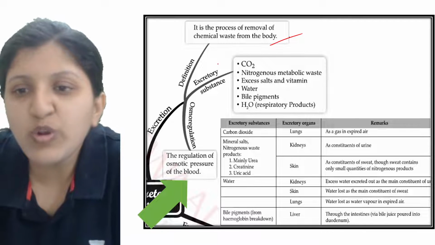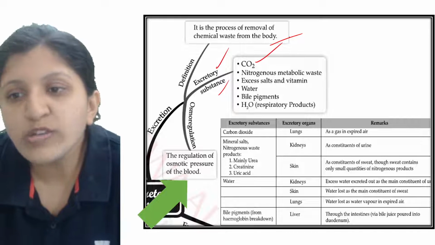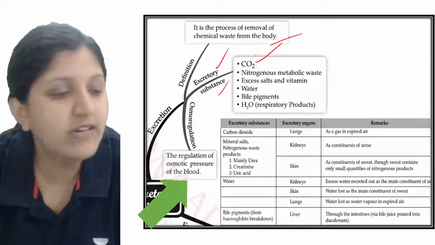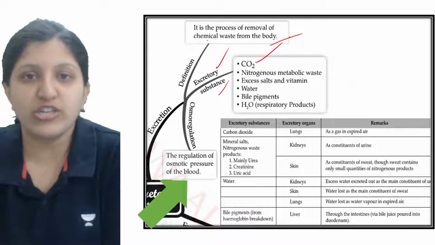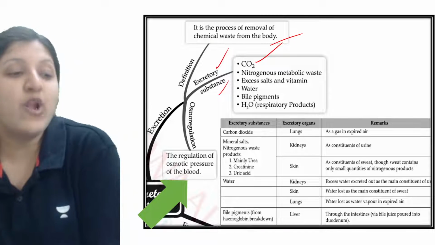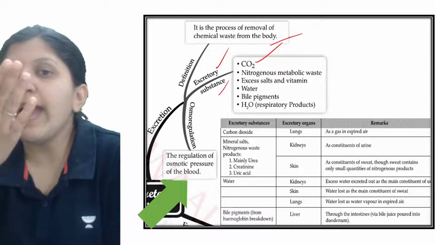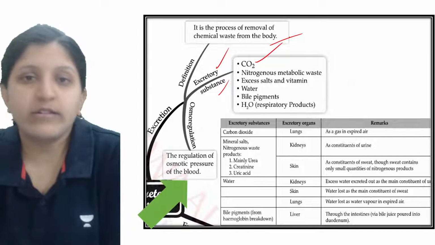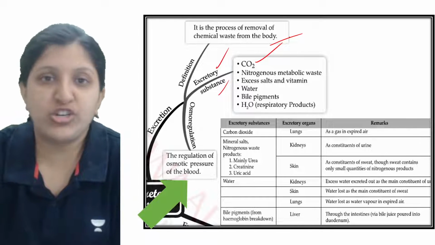Now here, what are the different excretory substances that are there? It is carbon dioxide, and how exactly does carbon dioxide removal occur? That is through expiration. Exhalation is done. Along with the exhalation, you can hold your hand before your mouth or nose, and when you exhale, you can feel some moisture content also.